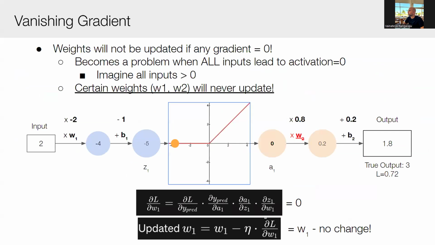We have something like this. We're trying to isolate how loss affects W weight 1. We have to start from the outside and work our way inwards. From loss with respect to Y prediction, then Y prediction and A1, then A1 and Z1, and then Z1 and W1.